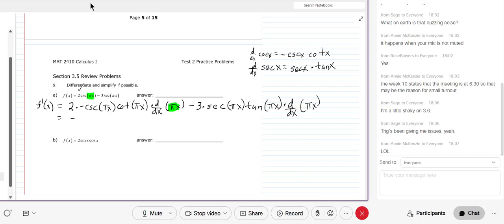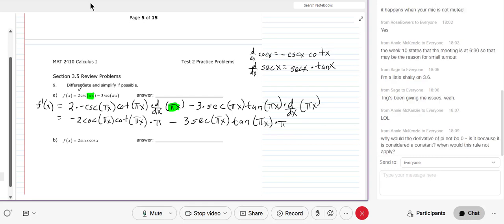So it's going to go like this. We'll have negative 2 cosecant pi x, cotangent pi x, and then the derivative of pi x is going to be pi. And then we move over here, you'll have minus 3 secant pi x times tangent pi x, and then the derivative of pi x again is pi. Okay, that is your derivative right there. Simplification on this, you would have to think about trig identities.